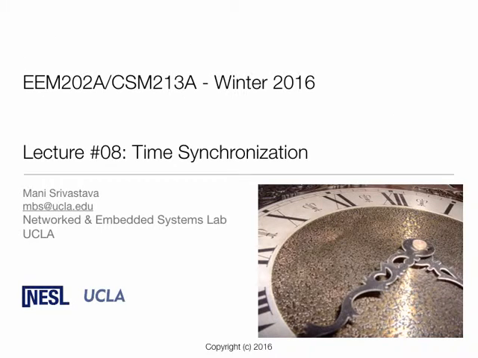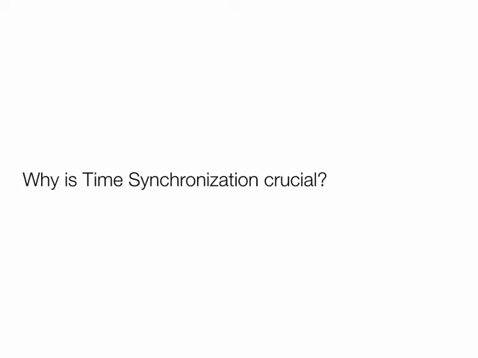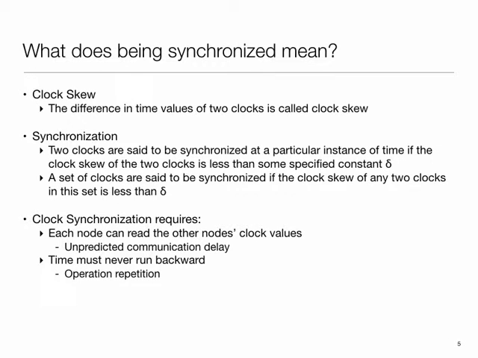Okay, so next topic in this whole issue of time is, now we know what happens at a single node. How can we have a notion of time that is shared across multiple nodes? And that is a problem of time synchronization. So what does being synchronized mean, basically?